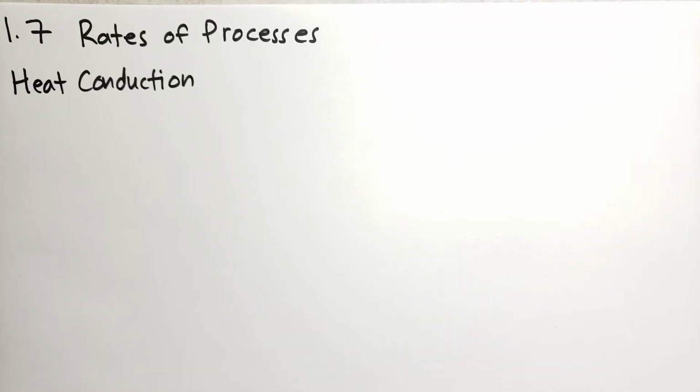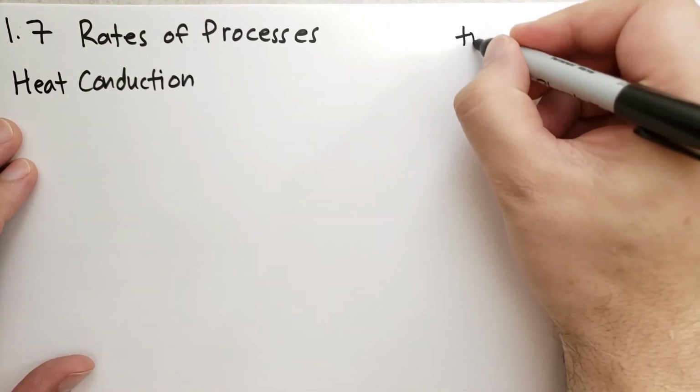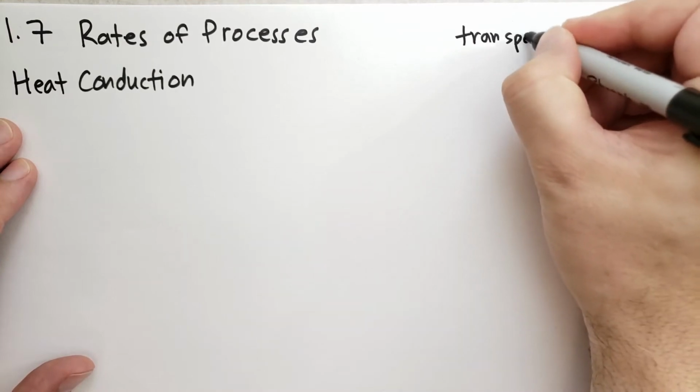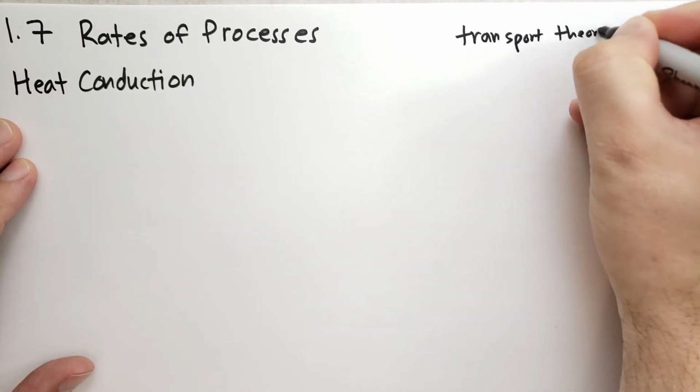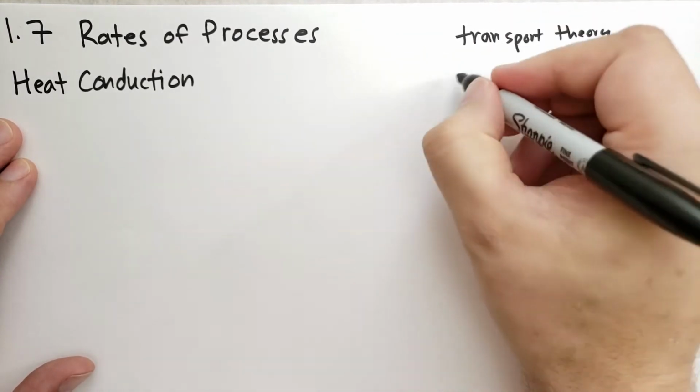And this is the section on rates of processes. It starts off with a couple of paragraphs. First, he talks about how typically when we discuss thermodynamics, we only consider what happens after things come into equilibrium. There is another field of study that's quite separate, called transport theory, or kinetics.